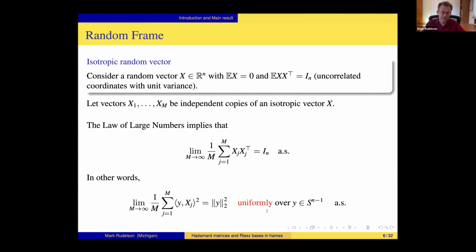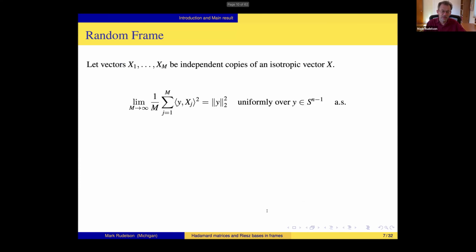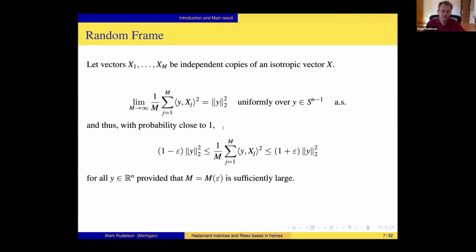Very well, but we don't need the limit. So instead of the limit, we take M large and say that if M is very large, then this equality, which is exact in the limit, becomes an approximate equality for large M, and this will hold for all vectors simultaneously because of the uniform convergence.